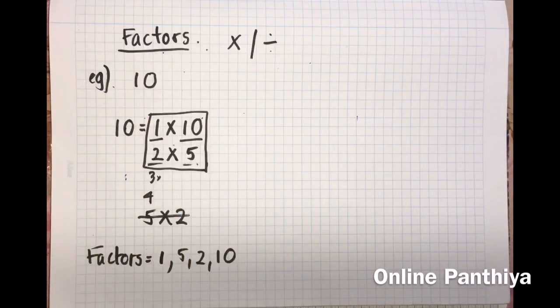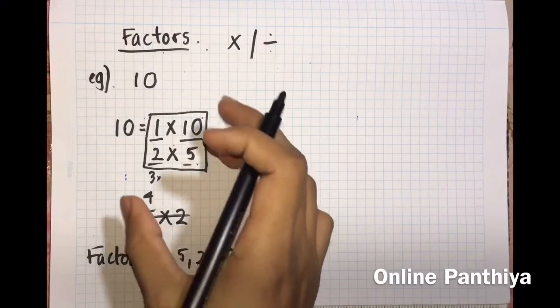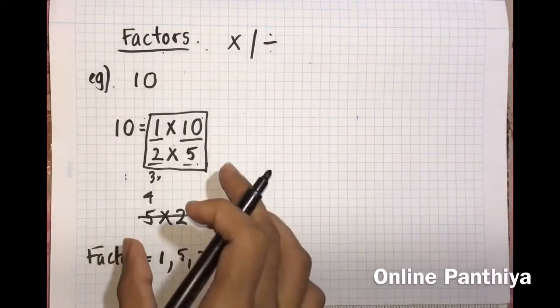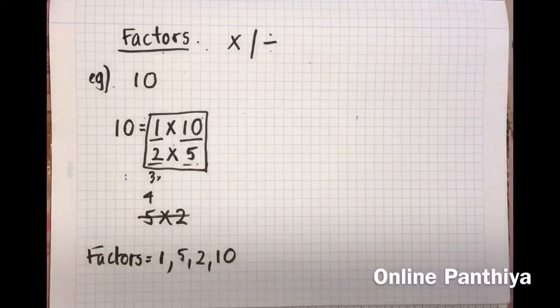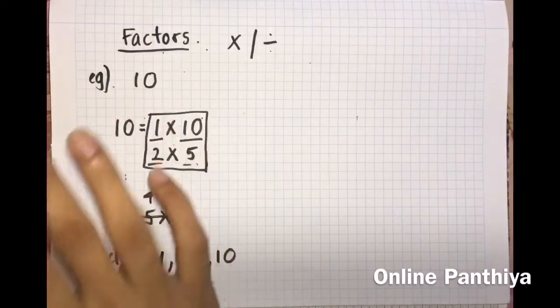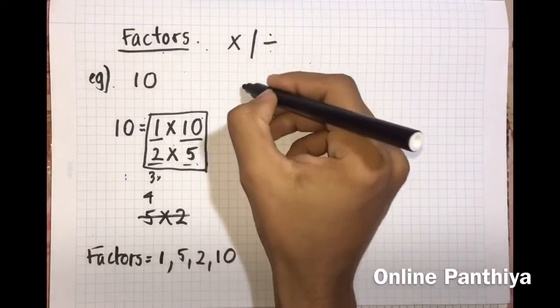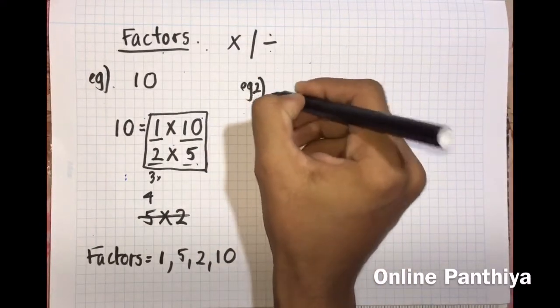Was it easy? The only thing you should know is how you get the number 10, by multiplying which numbers. For this you should be good at multiplication. If you are not good at multiplication, you can't solve these types of questions. Done? Okay. Shall we go to one more example?